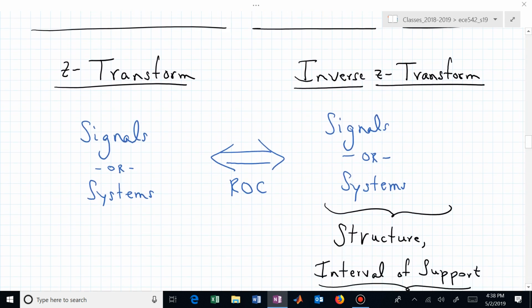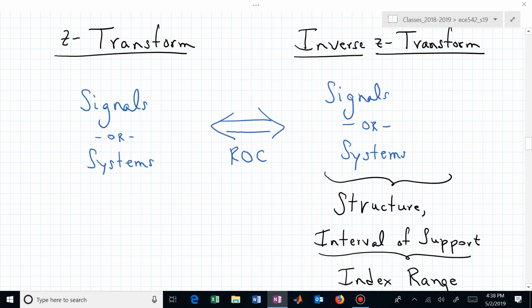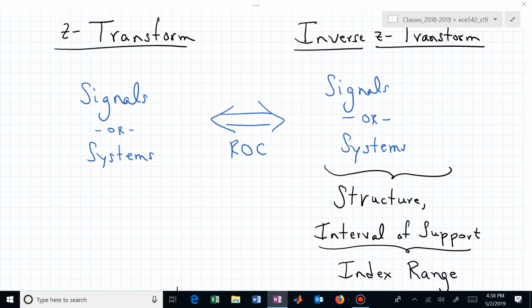You need to be an expert now at Z transforms and going back and forth between time domain and frequency domain, whether those are signals or systems. To get uniquely between those, you need to know something about the region of convergence. The region of convergence now tells you the structure of your time domain waveform, or the interval of support when it's valid.